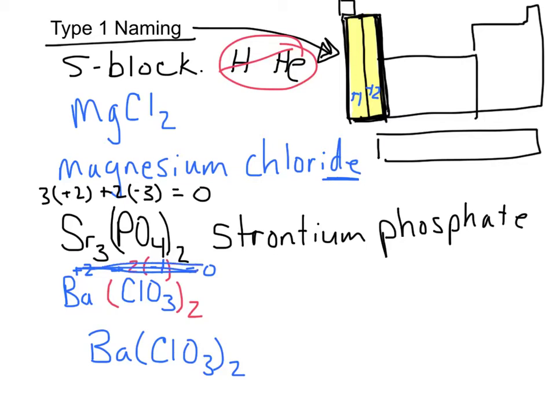This would be gone. Now to name it, I just go ahead and name the first, which is barium, and name the polyatomic it's with. ClO3 is chlorate. And I'm done. So that's type 1 naming. You should be able to do that fairly easily.